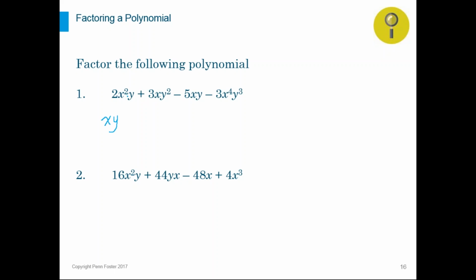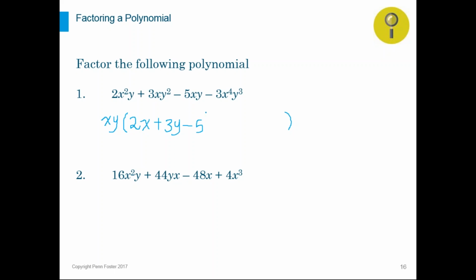You're going to divide each term over this term. So I'm going to open a parentheses, and then I'm going to divide. 2 over 1 is a 2. X squared over x is an x. Y over itself is a 1. That's it for the first term. Term number 2, 3 over 1 is 3. X over itself is a 1. Y squared over y is a y. Minus 5 over 1 is a 5. X over itself is a 1. Y over itself is a 1.